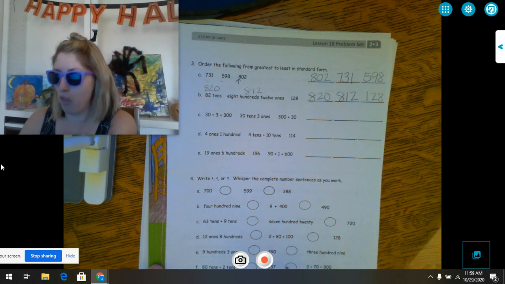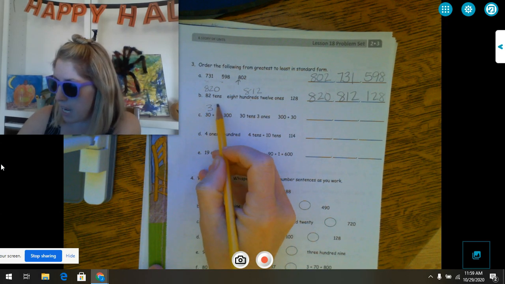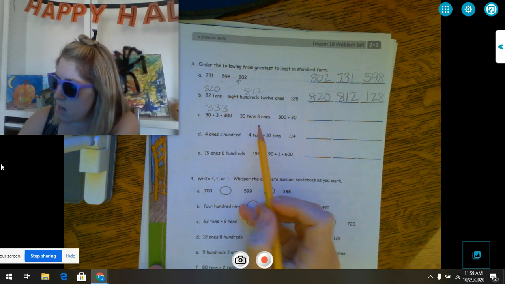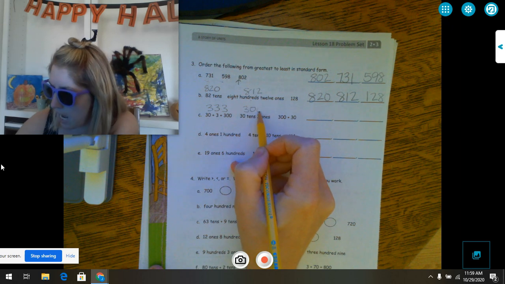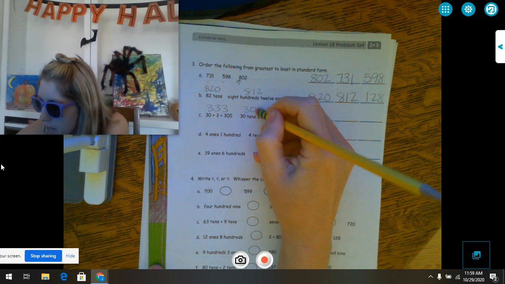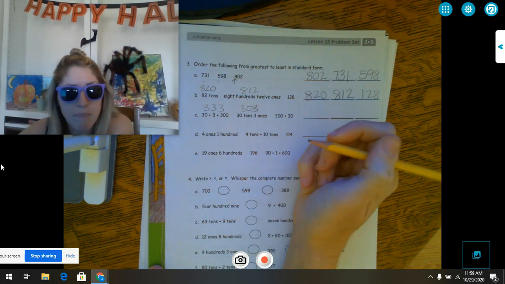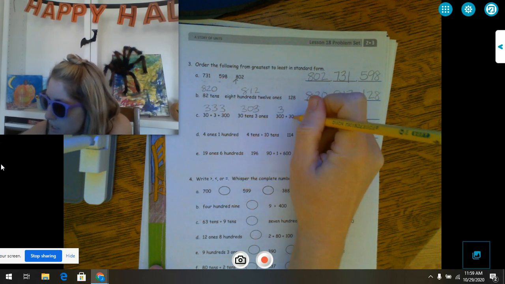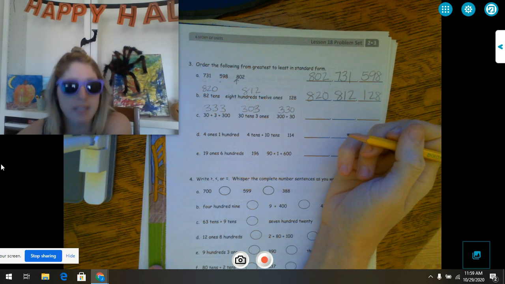This one we have to write all 3 in standard form. So 3 hundreds, 3 tens, 3 ones, 333. This one's 30 tens. So 30 tens is 300. Okay, so 300 and 3 ones. So 300 and 3 ones would be 303. And this one is 330. Whew, it's a lot of 3s in this problem.